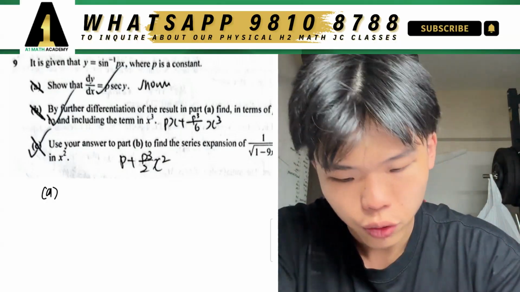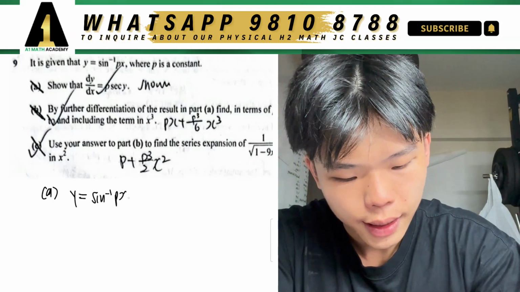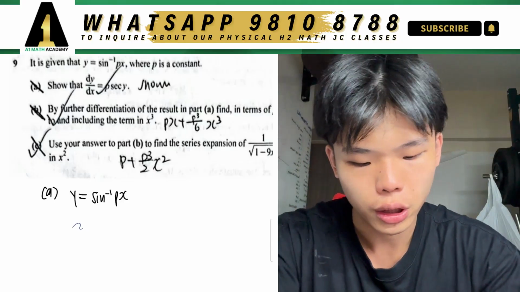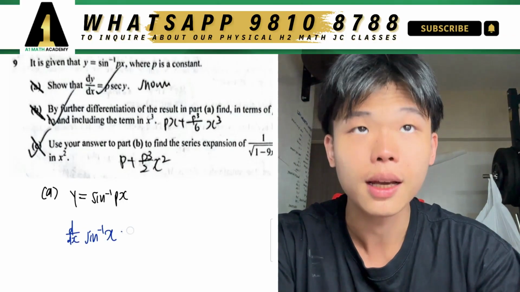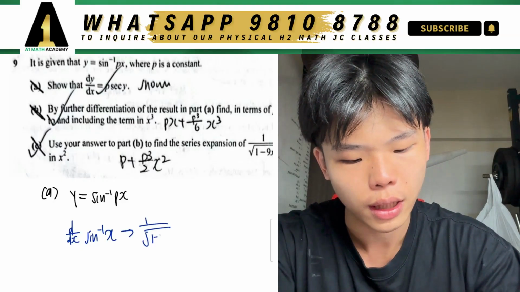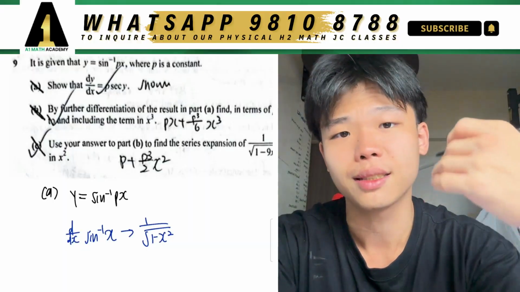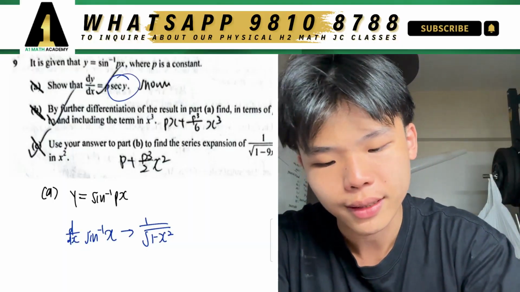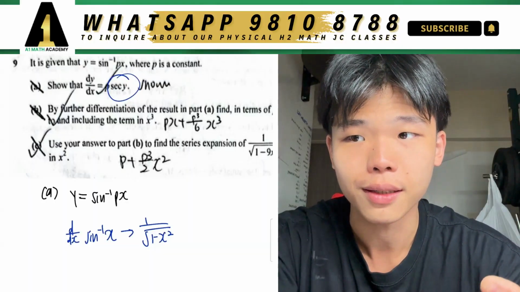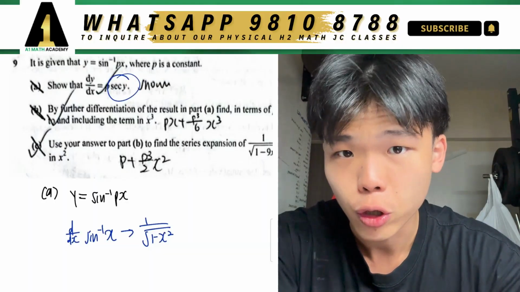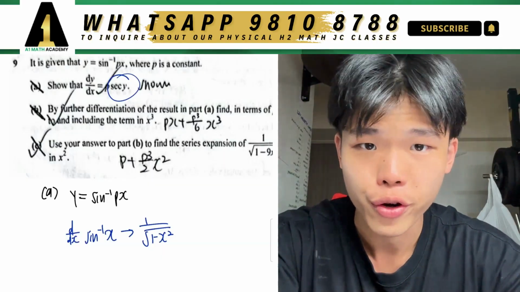So let's take a look at this question over here, right? We have y equals sine inverse px. Now, if you take a look at your formula sheet, you know that when you differentiate d/dx of sine inverse x, you eventually get something that looks like 1 over the square root of 1 minus x squared. Now, of course, this is not wrong, but the thing is that in your question, your final answer is still a trigo ratio. So ideally, when we differentiate, we would want the result to be a trigo ratio and not an algebraic expression, or algebraic fraction.